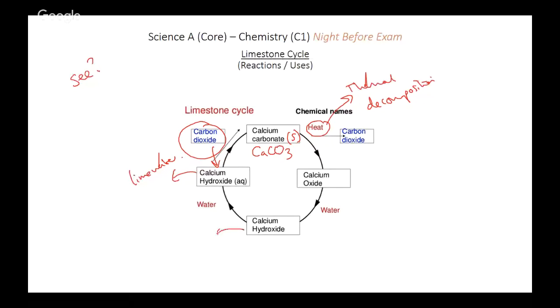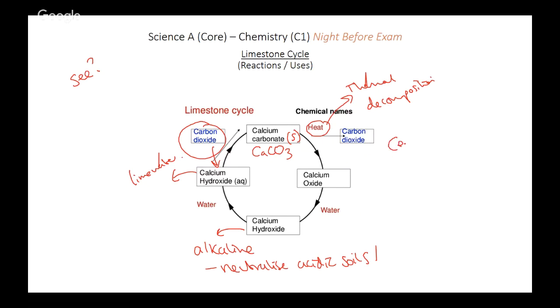Calcium hydroxide, think about what pH that has and what that is used for. Well done if you said that is alkaline, and that is used by farmers to neutralize acidic soils. Limestone then, really useful, makes really nice buildings, nice to look at, but also it makes other useful products.